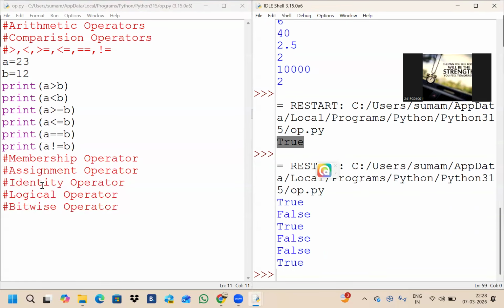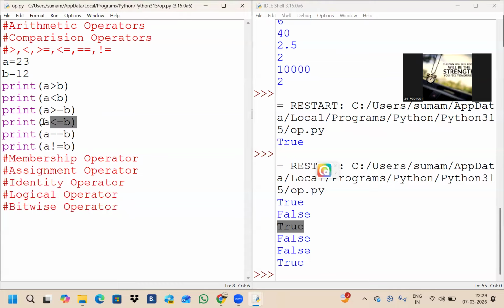See now, the first one is A greater than B. 23 greater than 12, you will be getting true. The second one is A less than B. That is 23 less than 12. That is false. The next one is A greater than or equal to B. Here A greater than B is true. That's why totally we are getting the true answer.